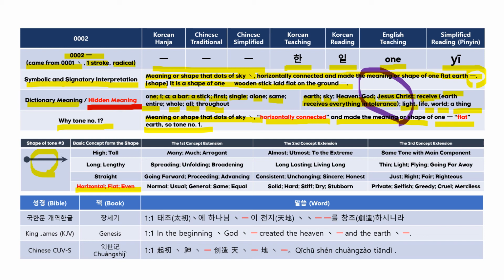And you also can refer to the Bible verses to feel the hidden meanings of 1E. Korean Hanja characters here, English King James Version in the beginning. God, hidden meaning here. Created the heaven, heaven and earth here.